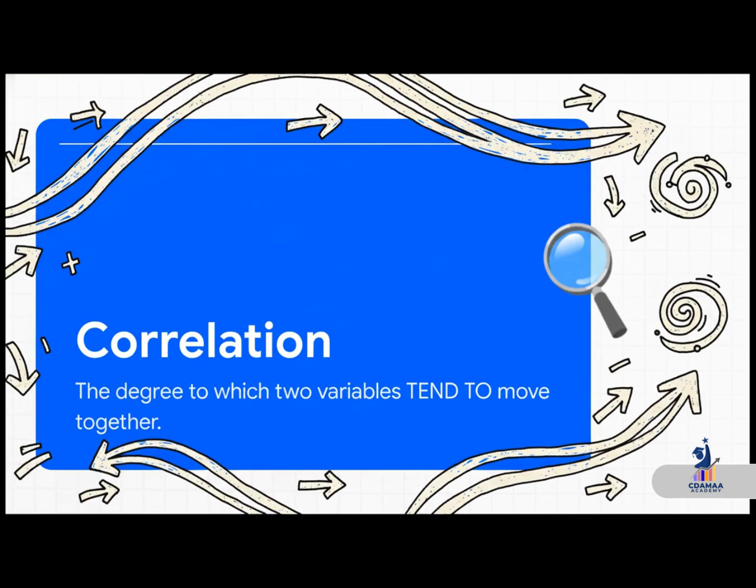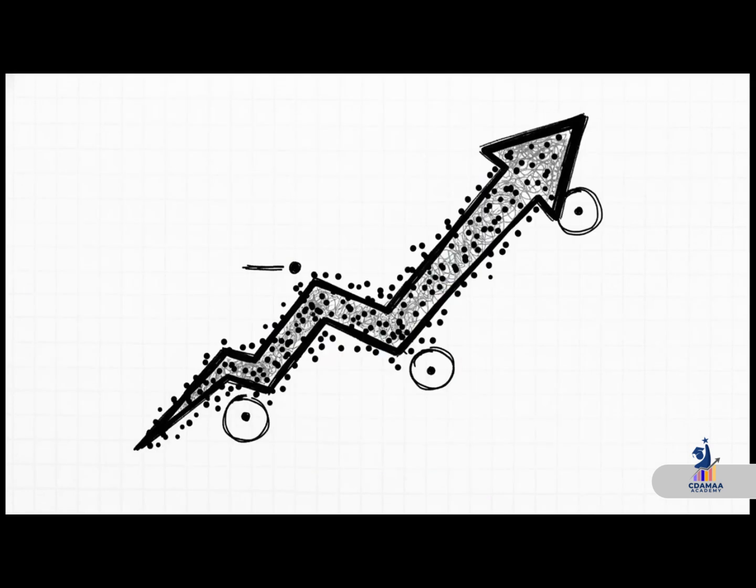The big word for today is correlation. Now, the definition is actually pretty simple. It's just the degree to which two variables tend to move together. I'm going to say those two words again because they are honestly the most important words in this entire session. Tend to.